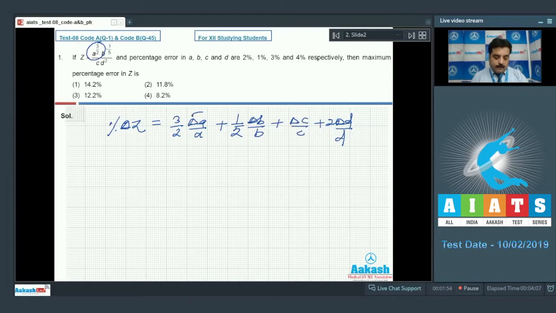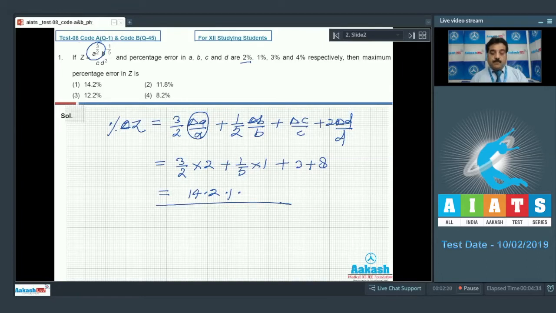And you know the value of delta A upon A is 2, similarly B is 1, C is 3 and D is 4. So if I place the values, 3 by 2 into 2 plus 1 upon 5 into 1 plus 3 plus 8. On solving we'll get 14.2%. So I can say option number 1 is the right choice. So let's move on to question number 2.